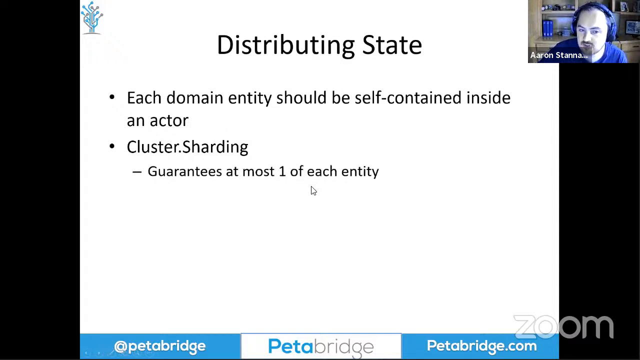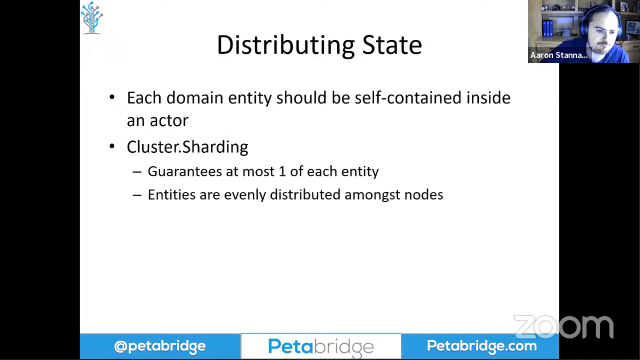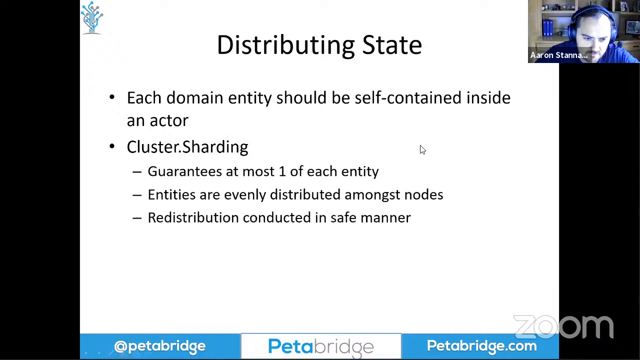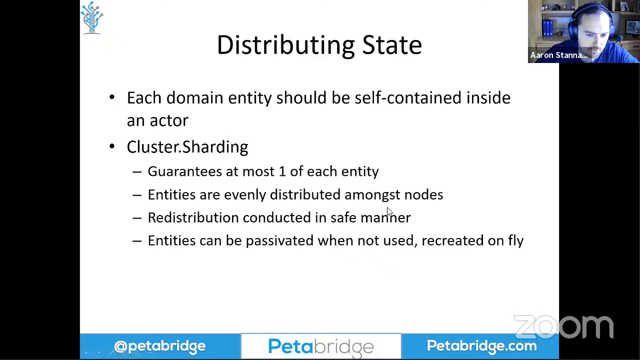Because it guarantees structurally at most one copy of an entity can exist at any given time. And that's even true across network partitions. We're able to guarantee that. Entities are always evenly distributed amongst nodes, and redistribution occurs in a safe manner inside Akka.Cluster Sharding. And I'll show you what that means in a moment.